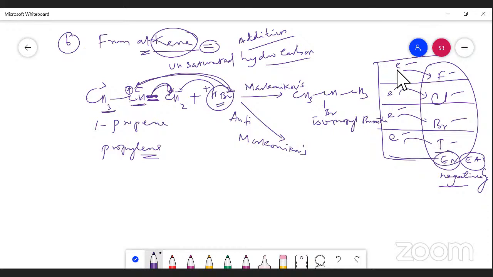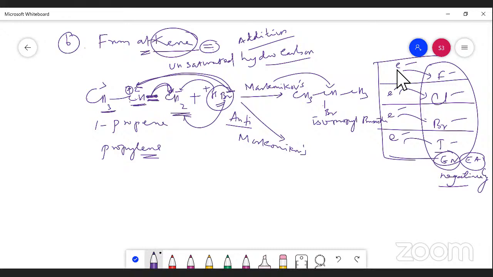Now I can go for anti-Markovnikov. What is anti-Markovnikov? These are the Markovnikov-derived products. The anti-Markovnikov product: why not? The scientist was thinking, why not the product which is found at the terminal carbon? Why not the bromine attached to the terminal carbon? If that bromine is going to attach to this terminal carbon, it is against Markovnikov. That is why we say it is anti-Markovnikov.